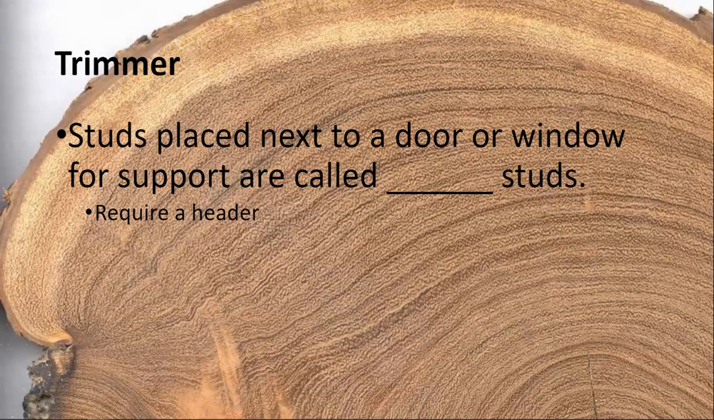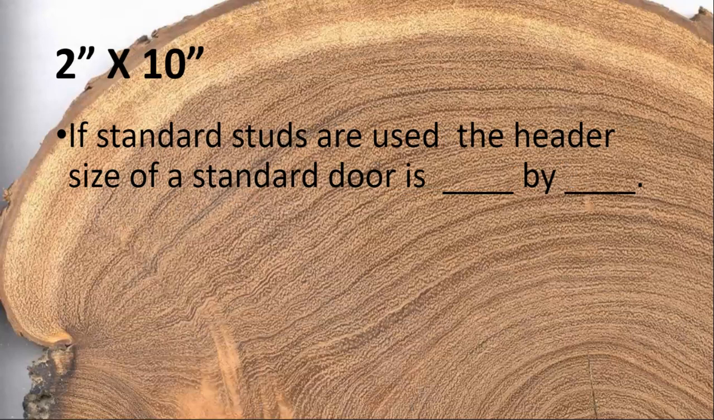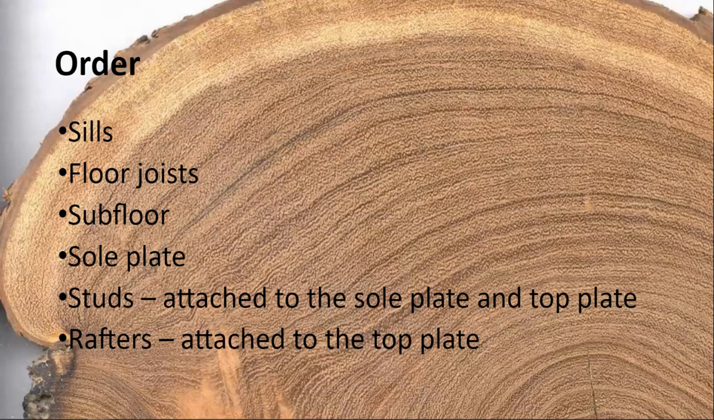Trimmer studs are going to be beside your door or your window. Most material is 2x10 for headers, right? You need a really large piece of wood because you have a gap in the structural support, and so that basically keeps your whole wall from falling down.